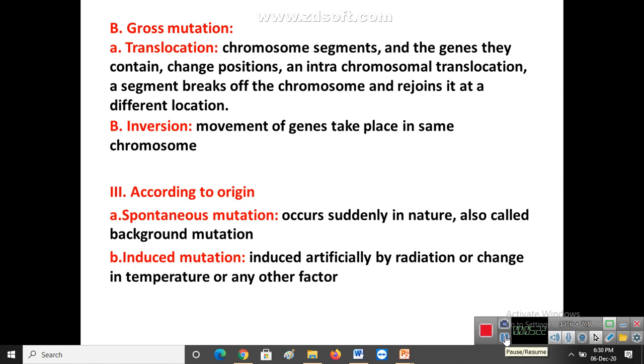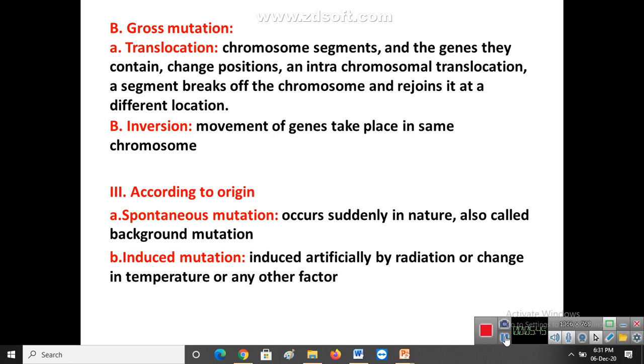Second type of mutation is the gross mutation. When more than one nucleotide pair or an entire gene is affected, that mutation is known as the gross mutation. In the case of gross mutation, the gene locus may be changed. It takes place by two processes. First one is the translocation. Second one is known as the inversion.